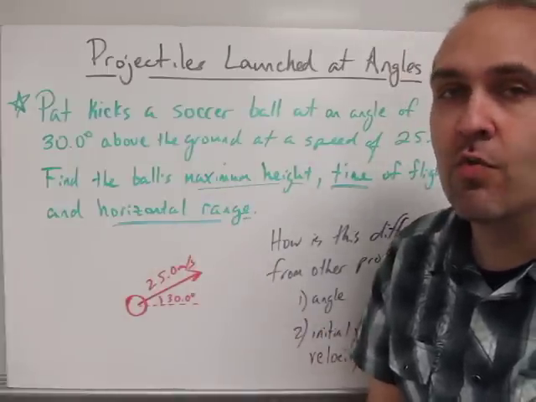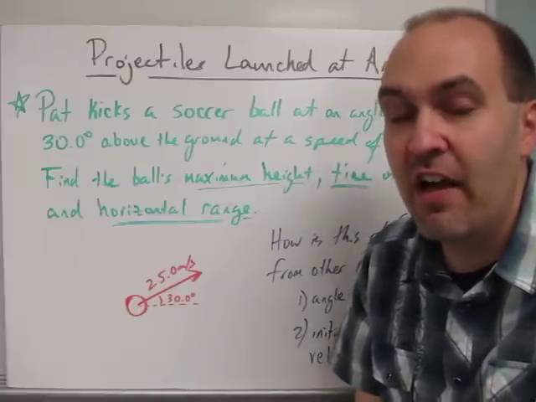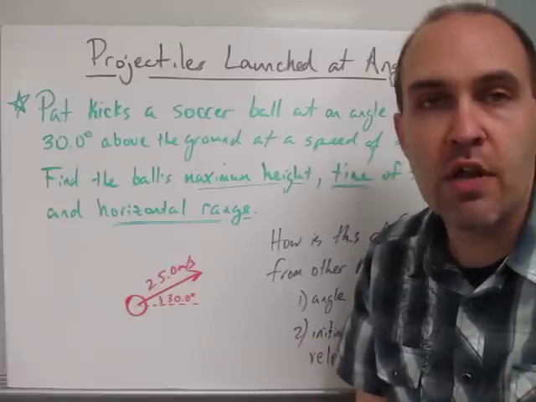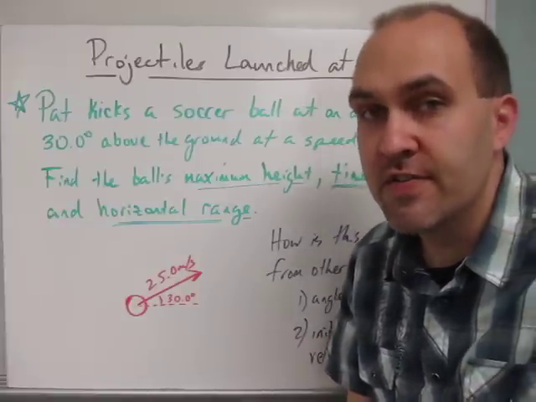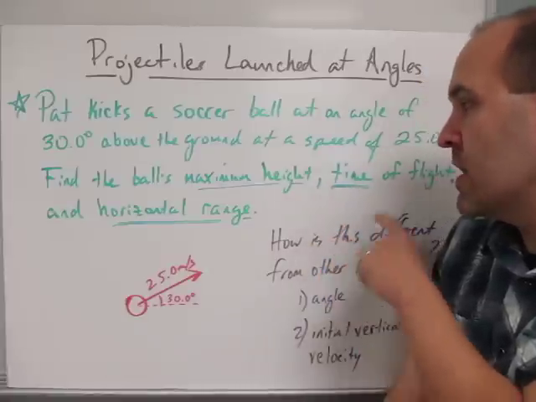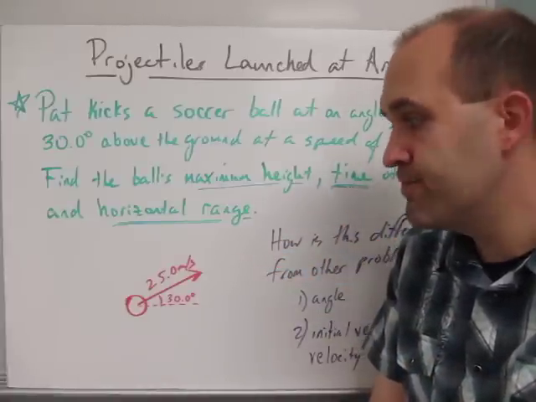This question with different numbers will be on your next test. Okay? I expect that by the time we've done this example and you've done a couple more in class and some other ones that are very similar, you should be able to do these three things: find the maximum height, the time the ball's in the air, and the horizontal range.